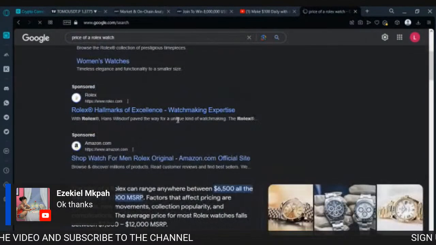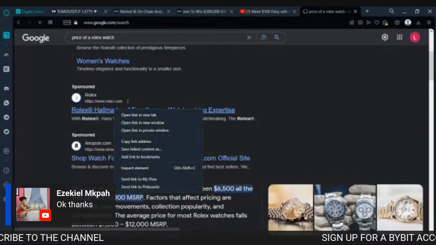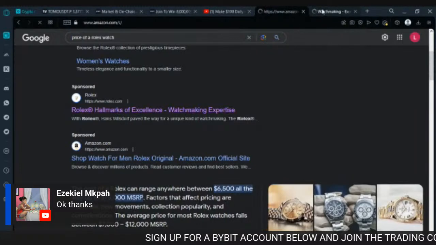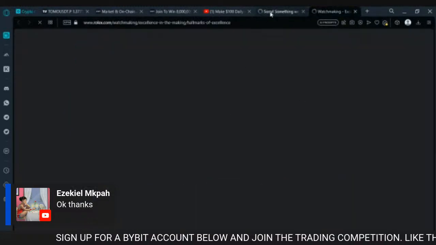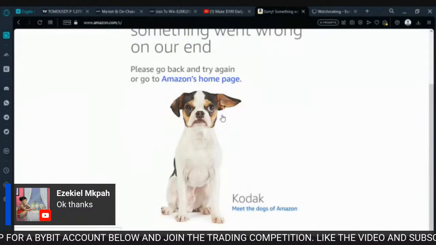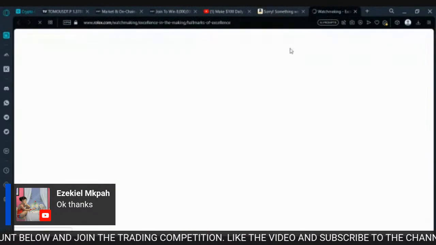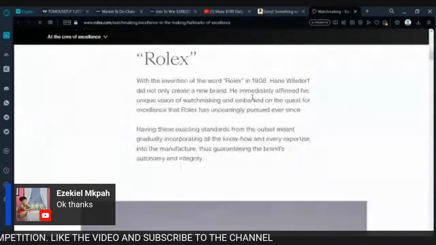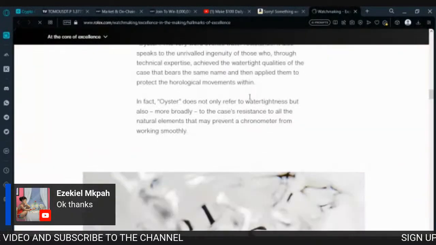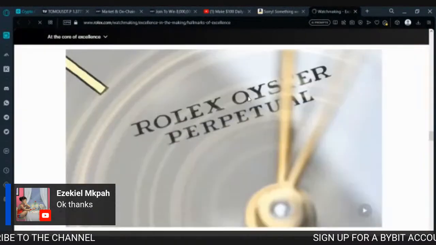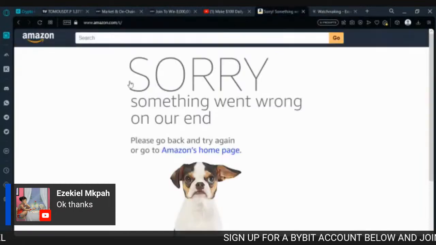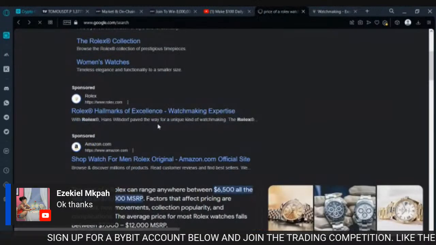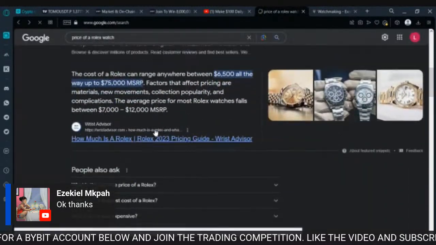So let's see a Rolex watch from Rolex. Let's equally check Amazon and see. Okay, so yeah, I prefer the Lamborghini. Amazon is not selling Rolex. The Rolex, are there prices on your website? Guys, let me know any comment you want me to look at, any token you want me to look at. Let me know on the chat.